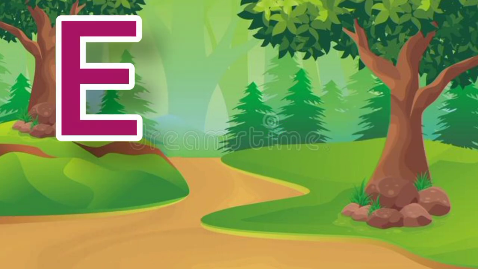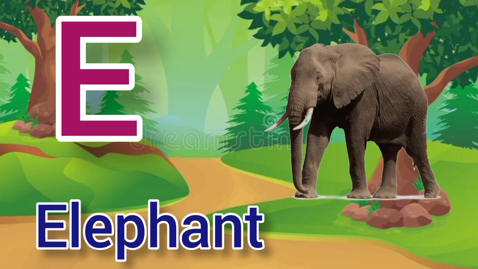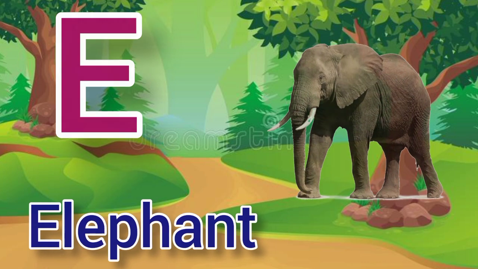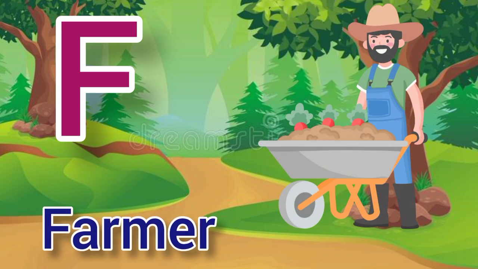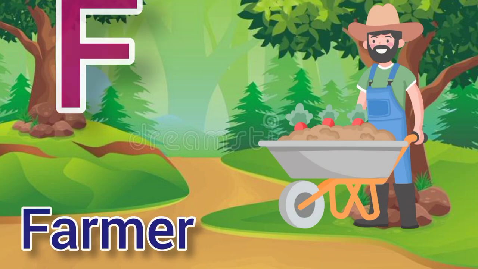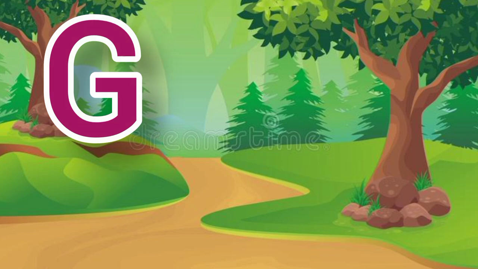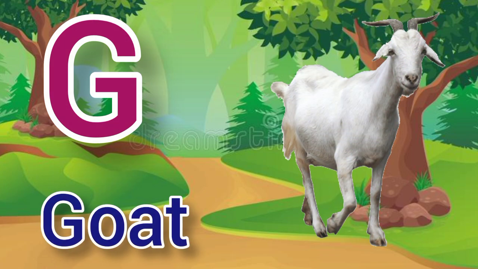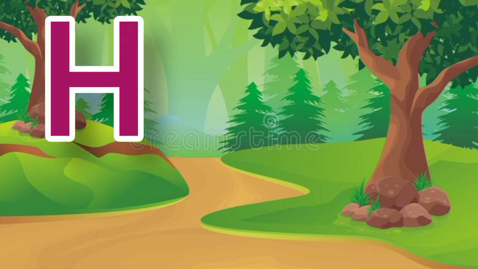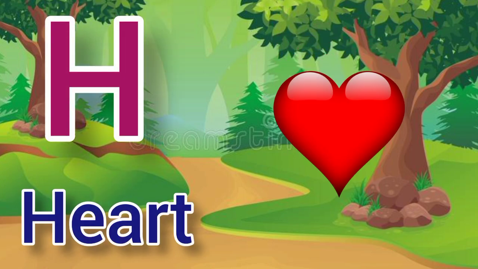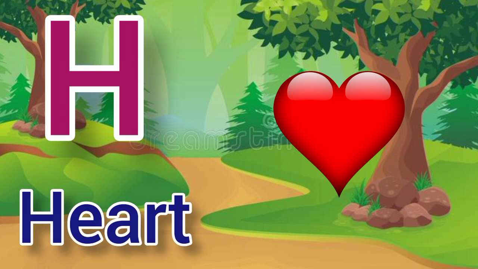E. E for elephant. Elephant means hathi. F. F for farmer. Farmer means kisan. G. G for goat. Goat means bakari. H. H for heart. Heart means dil.